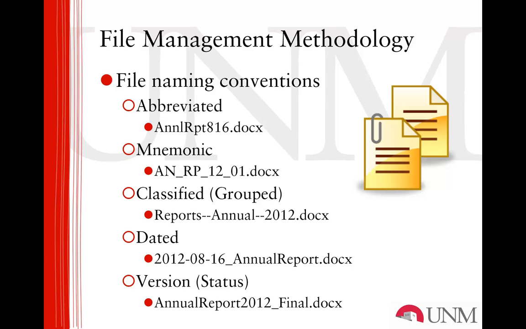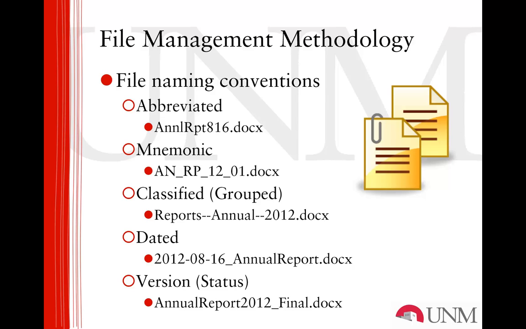The mnemonic method is to create a set of standard abbreviations that represent common words used in file names, so AN for annual and RP for report. A classified arrangement puts the file name in a sort order so that when you have 1,000 files in a directory, you can easily scan and find a specific file because of the way the name is organized.